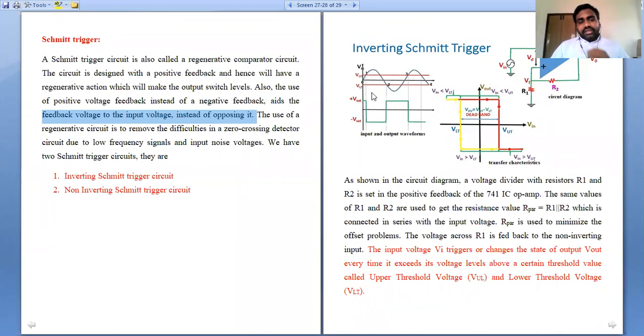While explaining the inverting Schmitt trigger, here we have two reference voltages: one is the upper threshold voltage, and the second is the lower threshold voltage. We can see the output behave as high and low. High means the output is positive VSAT, and if the output is negative VSAT, the output is low. At what conditions is the output high, and at what conditions is it low? We will see with respect to this input and output waveform analysis.